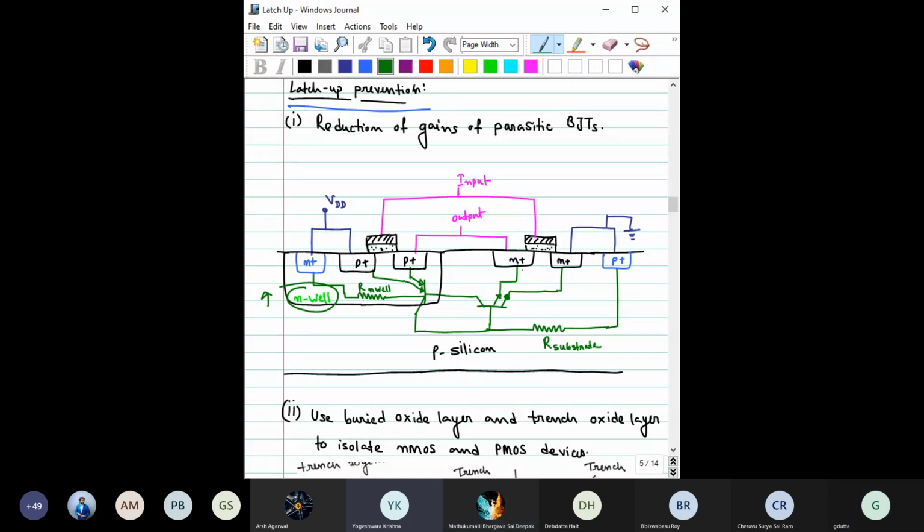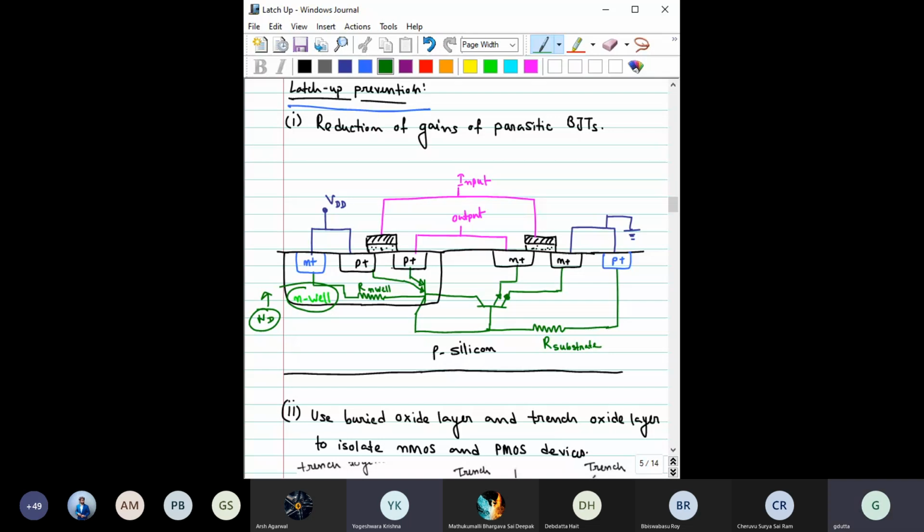So what you have to do is increase the doping, right? The other way would be to reduce the injection efficiency. Injection efficiency also will decrease if you increase this ND. What else? How can you reduce the injection efficiency of a bipolar junction transistor? By reducing the doping of this P plus, the emitter region.